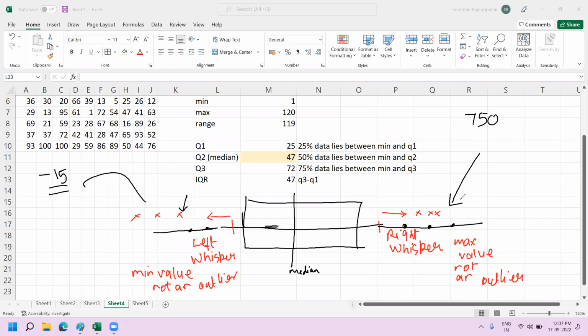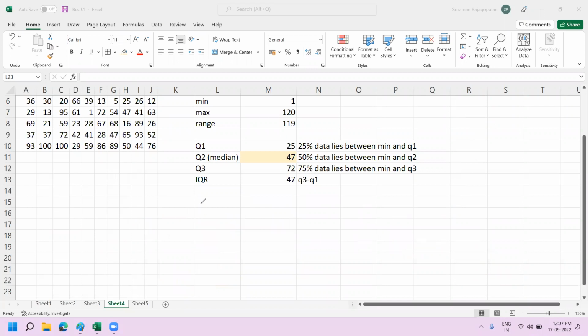So what determines these left and right whiskers? How do you set the limit so that you can identify the outliers? We have a formula for that. The left whisker is calculated as quartile 1 minus 1.5 times IQR, and the right whisker is calculated as quartile 3 plus 1.5 times IQR.